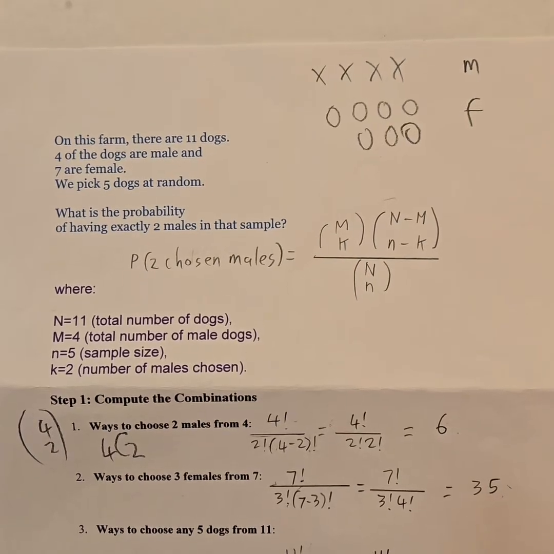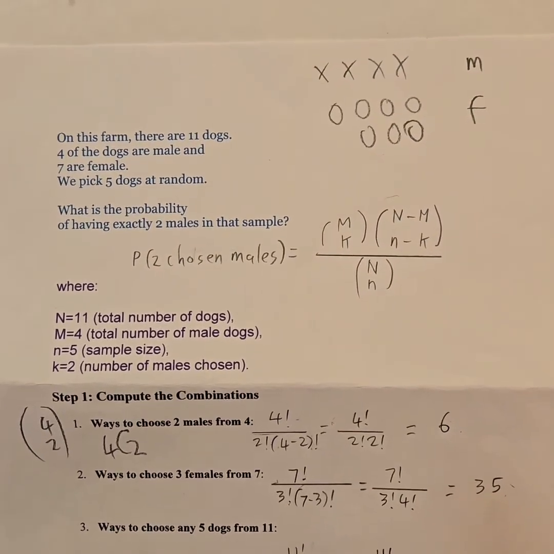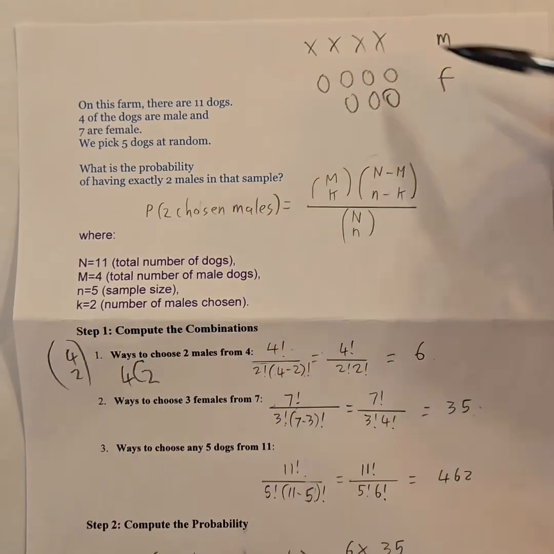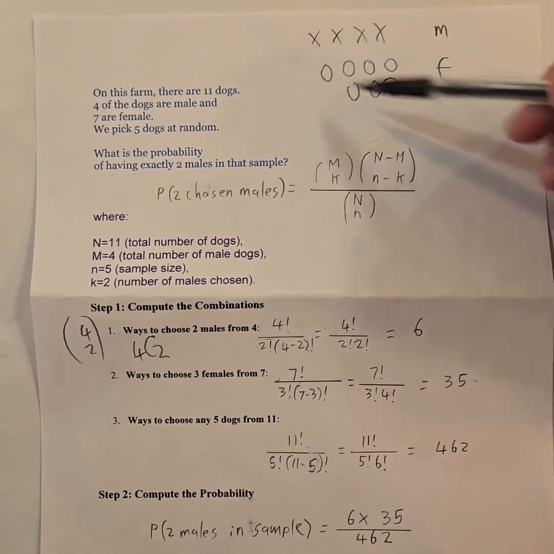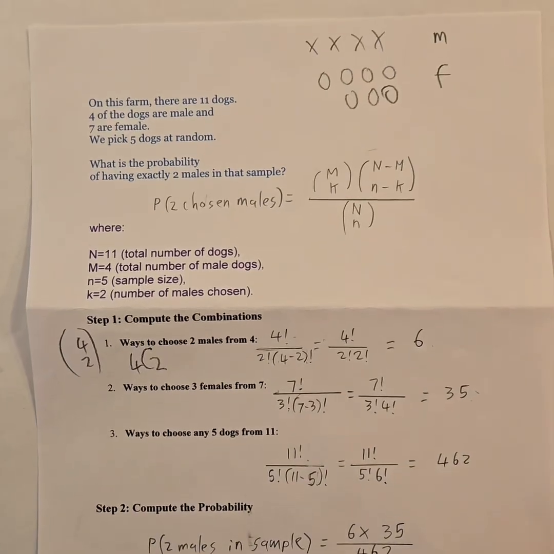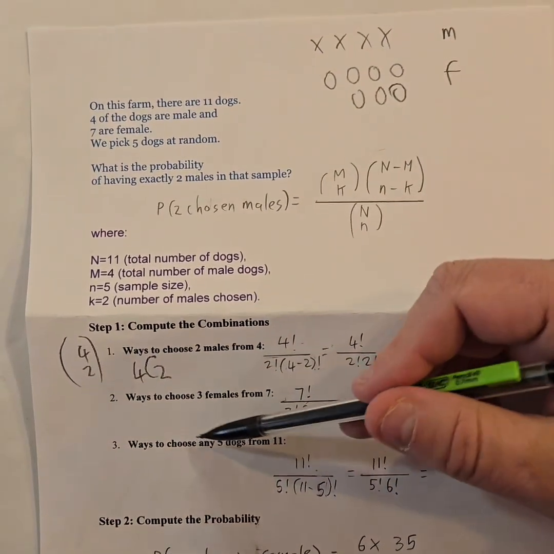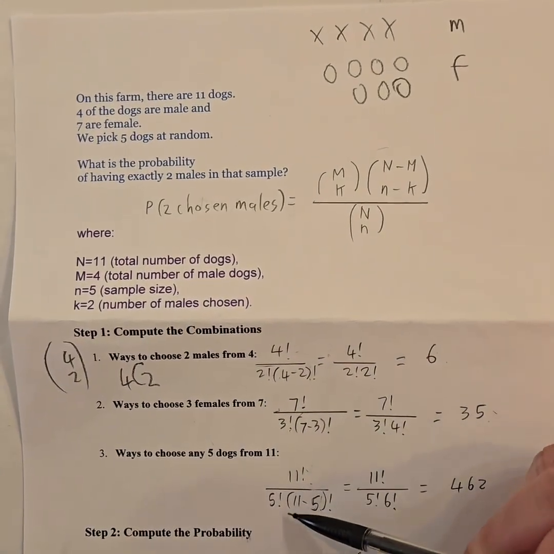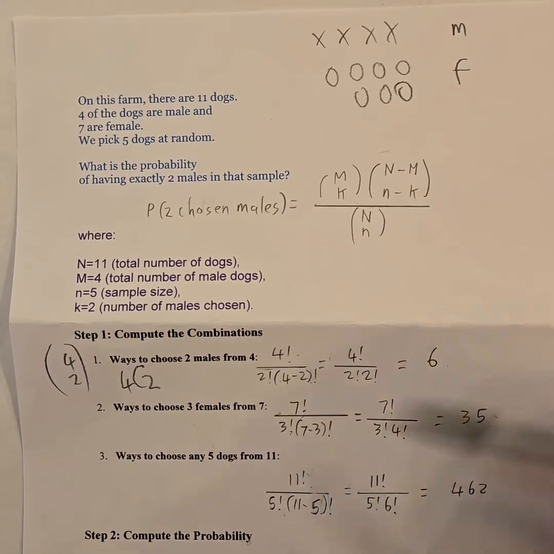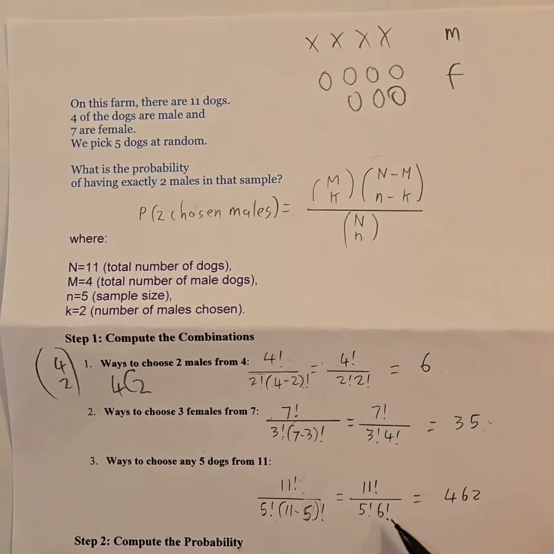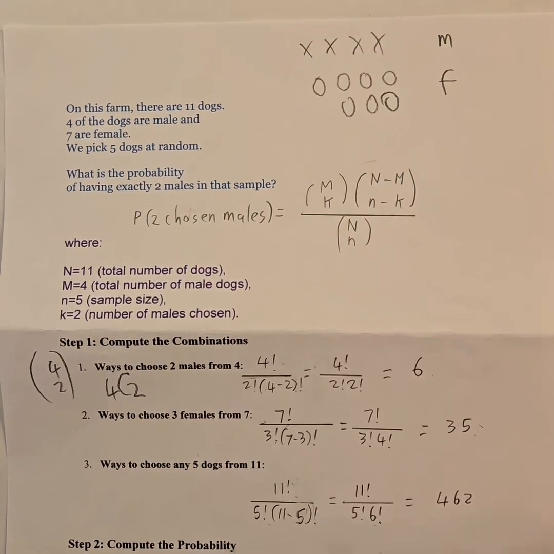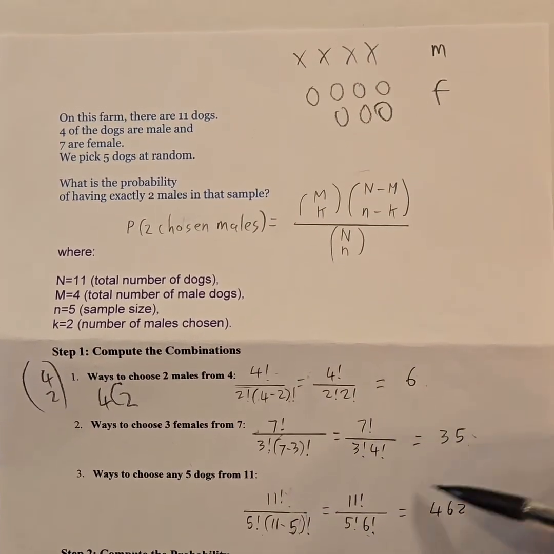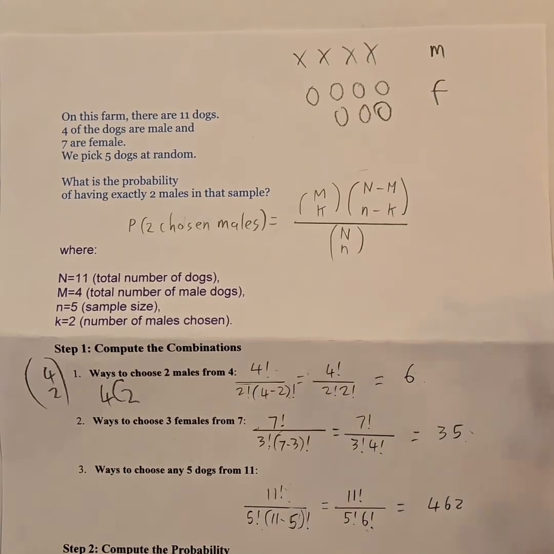And as I said in part 1, it's divided by the number of ways altogether. Altogether, we have 11 dogs. We're going to pick 5 at random. That's the ways to choose 5 dogs from 11. That's 11 factorial over 5 factorial times 11 minus 5 factorial. And 11 minus 5 is 6 factorial. I'll plug that into the calculator, get 462.